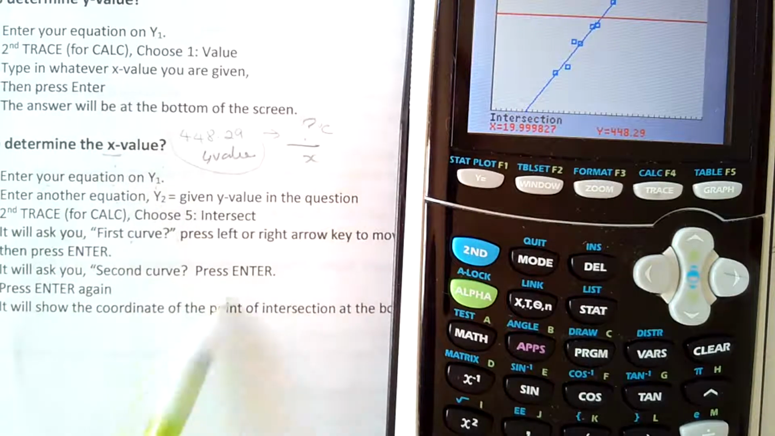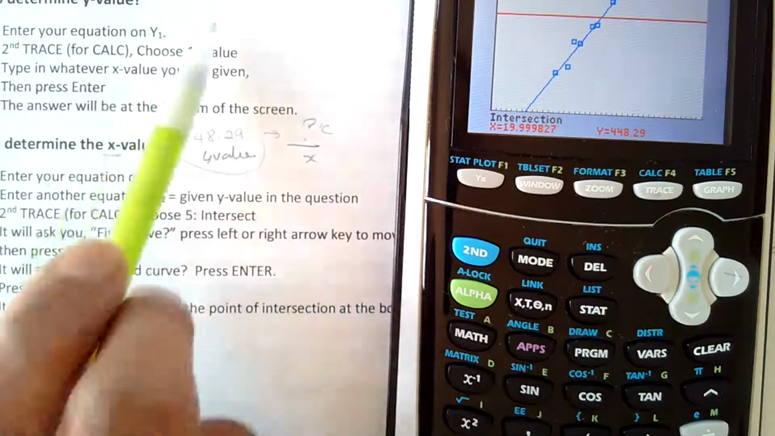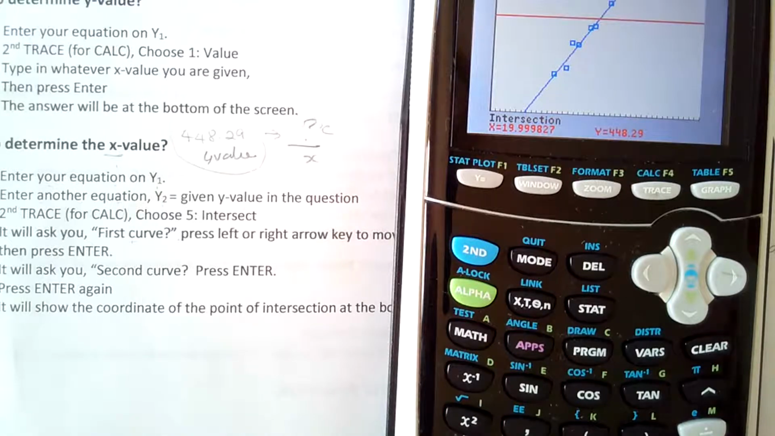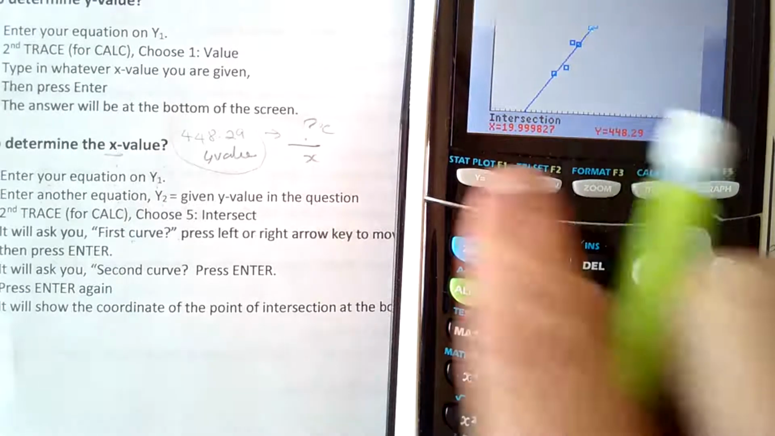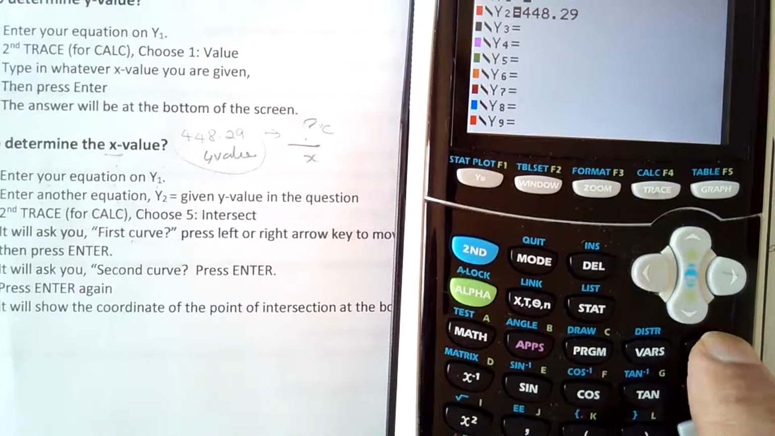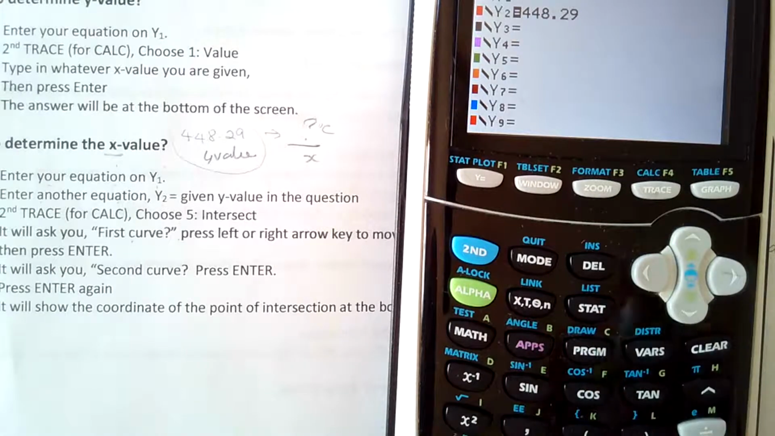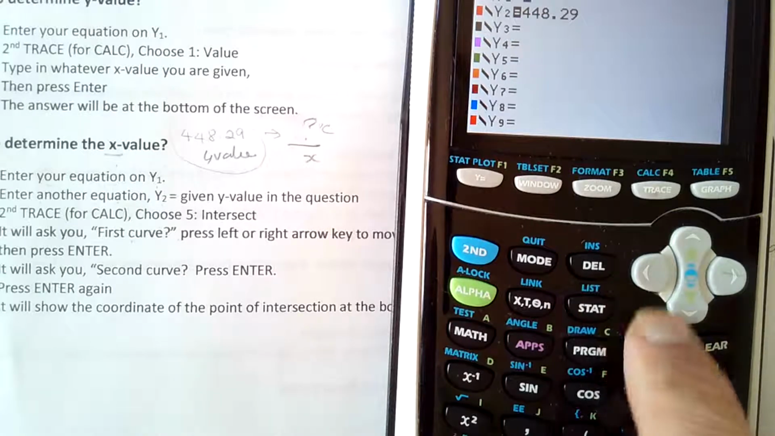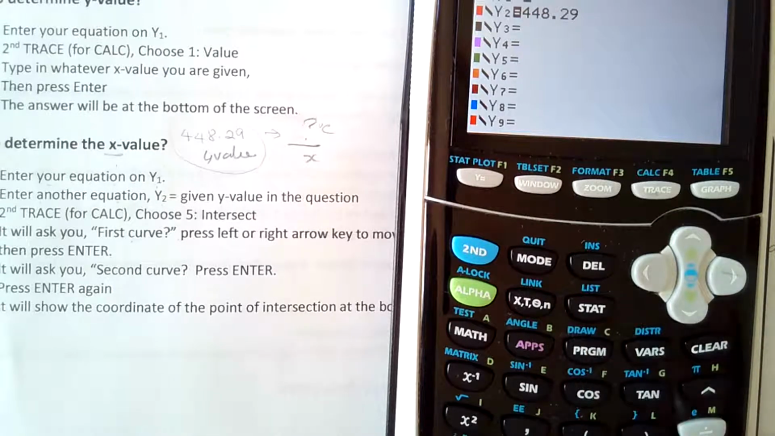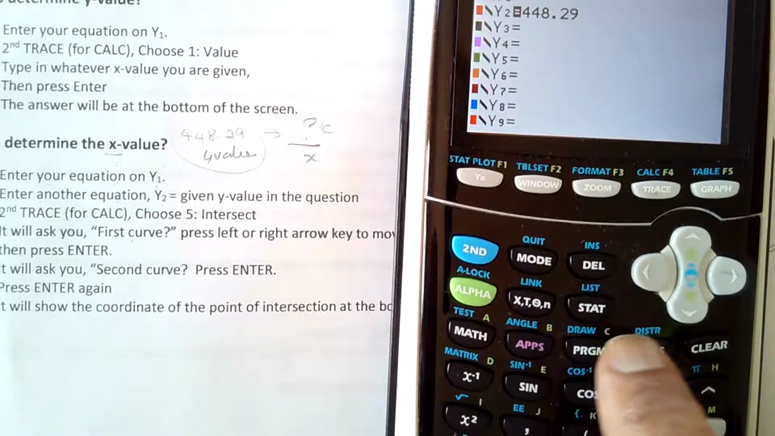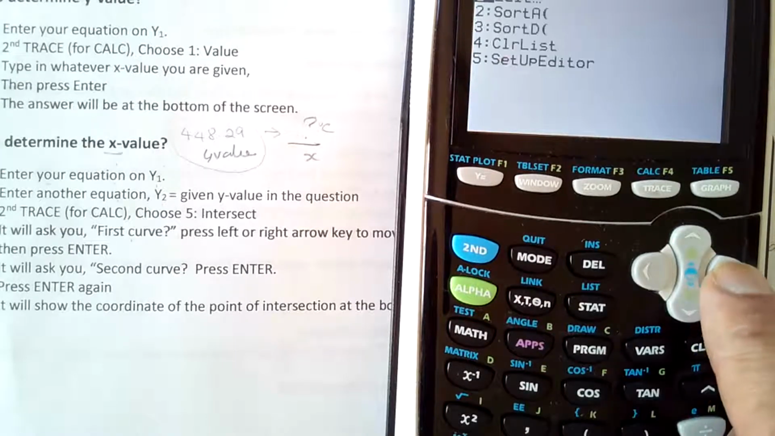So here we're finding the x values and the y values. Let's repeat the process one more time. I need to go back, I deleted my equation, so I'm going to repeat it.